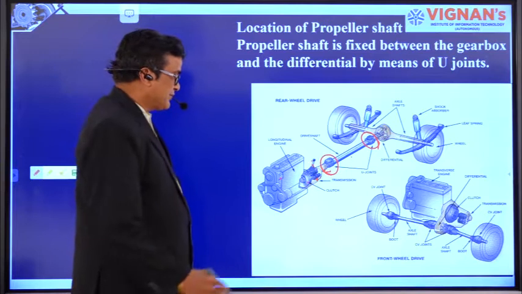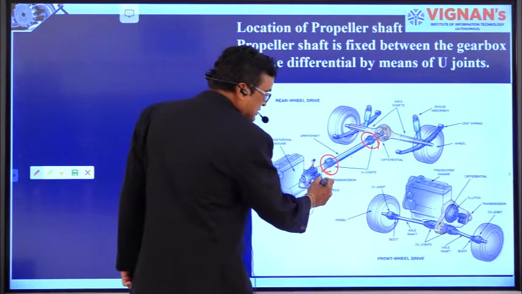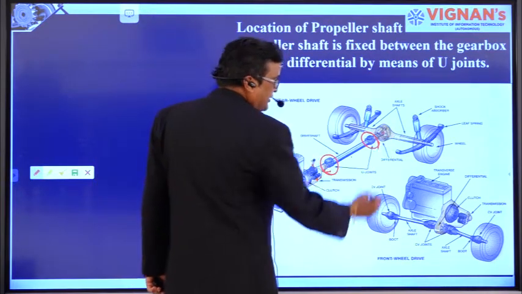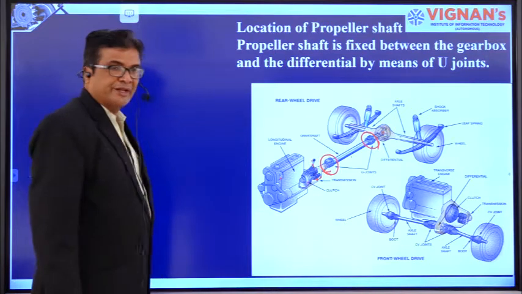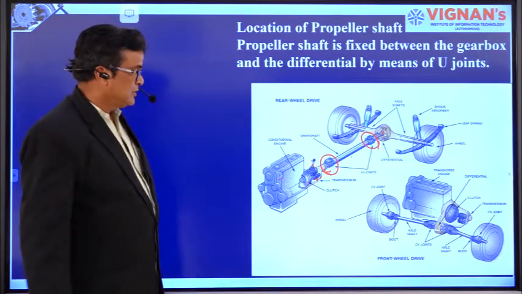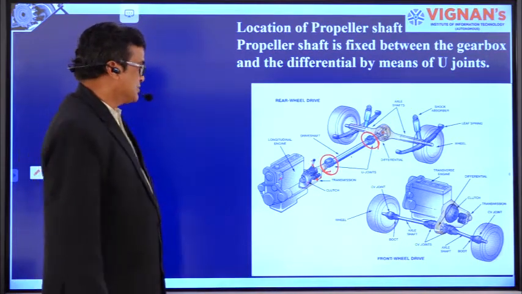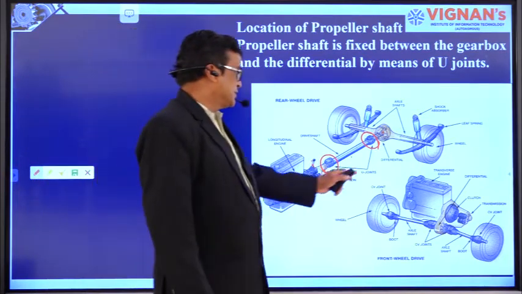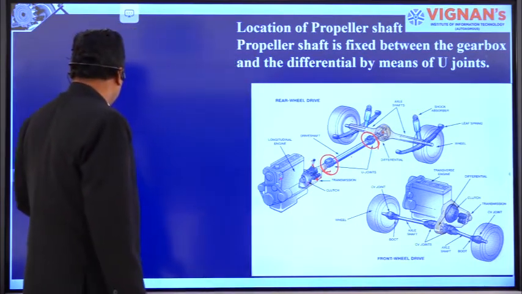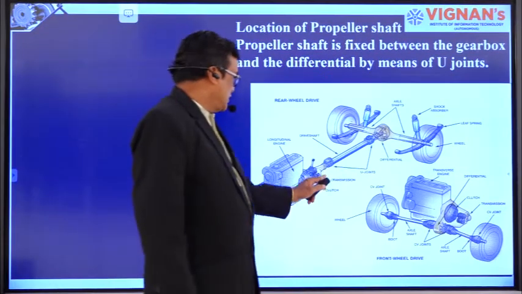So where is the propeller shaft fixed? Between the gearbox and the differential or the rear axle. You can say the rear axle or differential, both are the same. That is the story of fixation of the propeller shaft. Let us see how this U joint is.